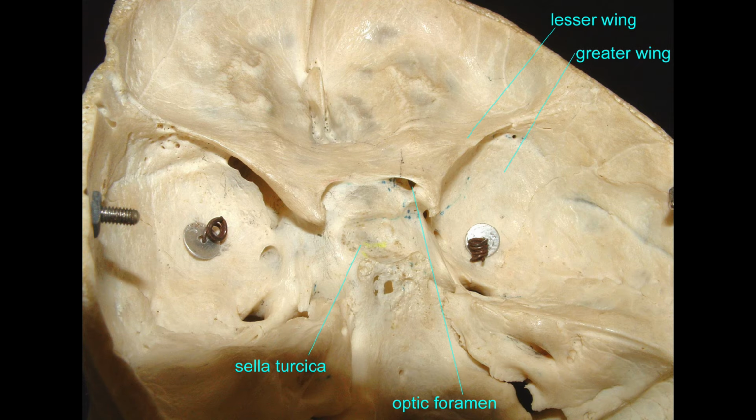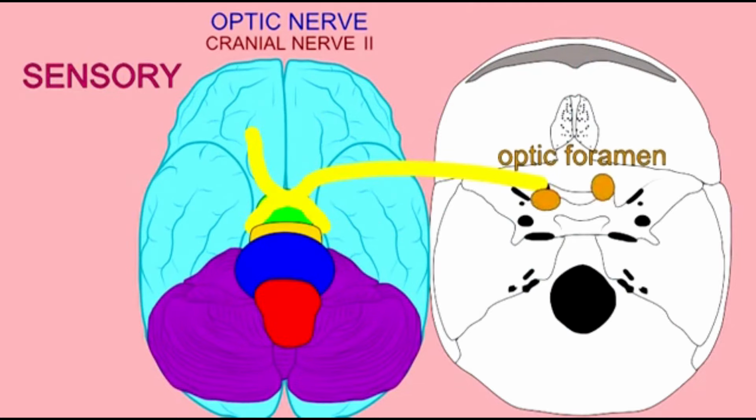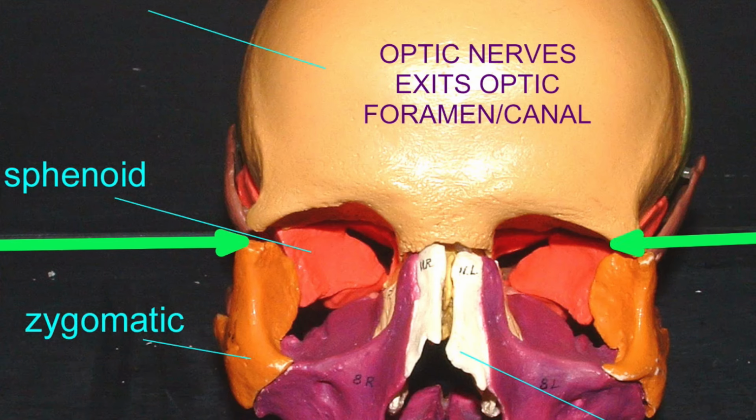Also, there are two openings, the optic foramina or optic canals, which allow the second cranial nerve, the optic nerve, to then extend from the brain to the retina in the orbit.